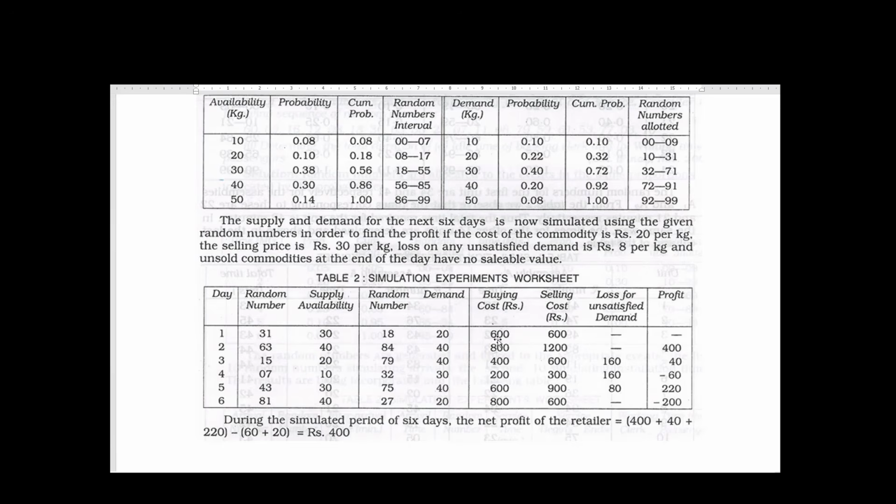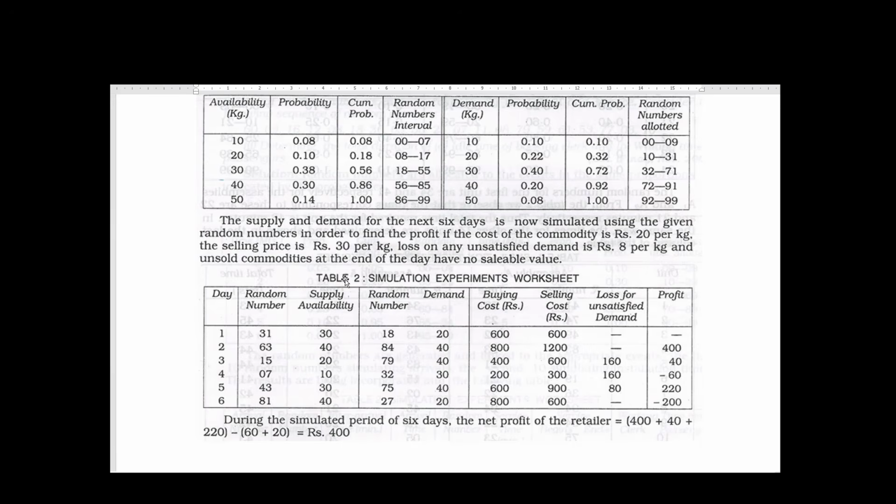So buying cost will be 30 into 20, and then selling cost, or selling cost means revenue, will be 20 into 30, and there will be no unsatisfied demand. They have given all the information here. For unsatisfied demand we are going to take 8 rupees per kg, and the profit will be nil here. Like this, for every day you will calculate what is the supply, what is the demand, and what is the buying cost, because buying is happening at 20 rupees per kg, selling is happening at 30 rupees per kg.